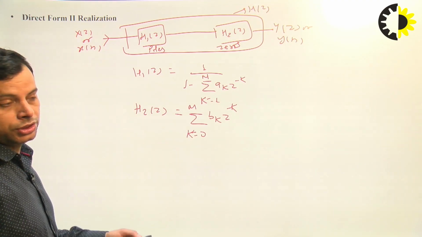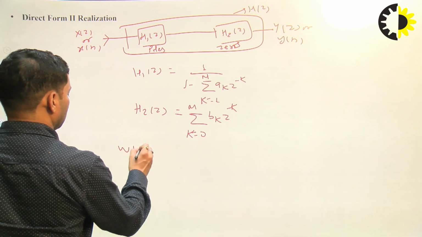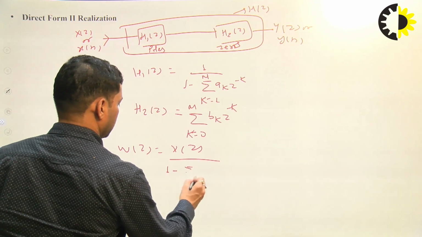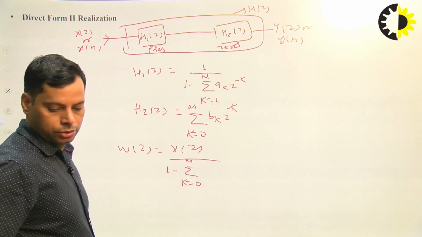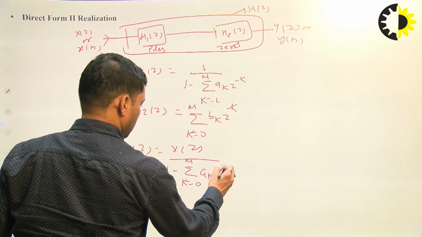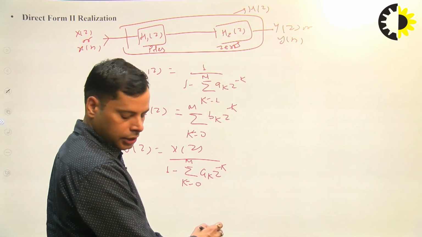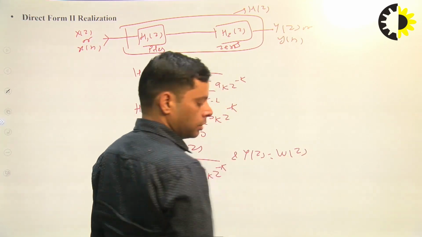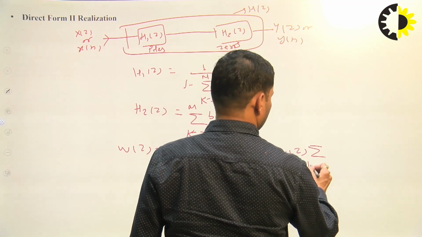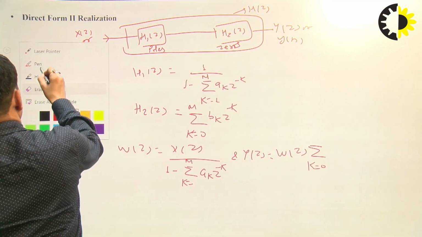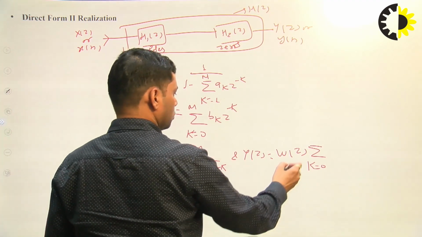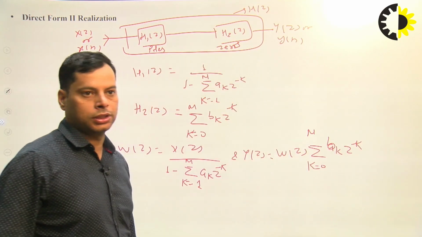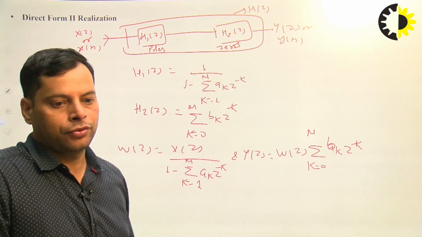Similarly, for equation 1, W(z) is equal to X(z) upon 1 minus summation of k equals 1 to N a_k z raised to power minus k, and Y(z) is equal to W(z) into summation of k equals 0 to M b_k z raised to power of minus k. So, in this process we will now realize the direct form 2 realization.